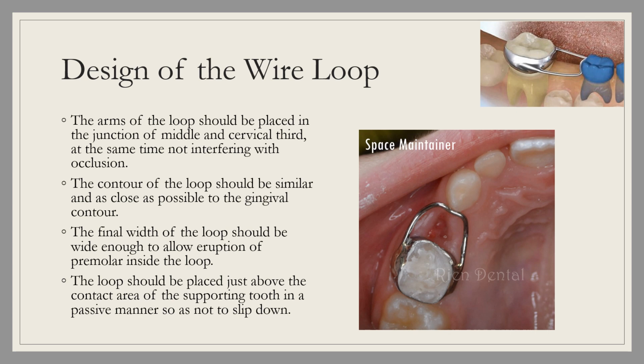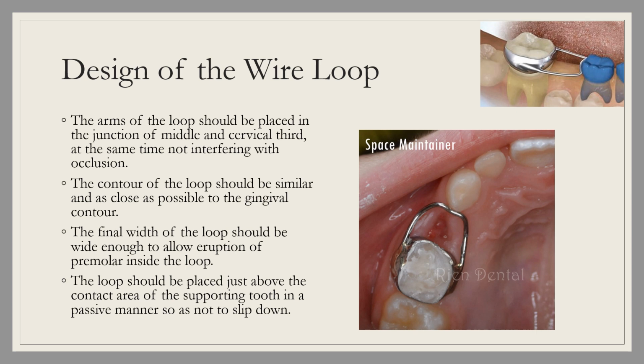The arms of the loop should be placed in the junction of the middle and the cervical third at the same time without interfering with the occlusion. The loop contour should be similar to the gingiva, and it should be placed as close as possible to the gingival contour.